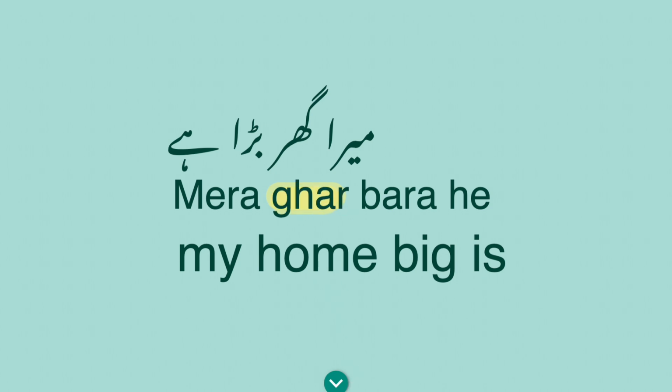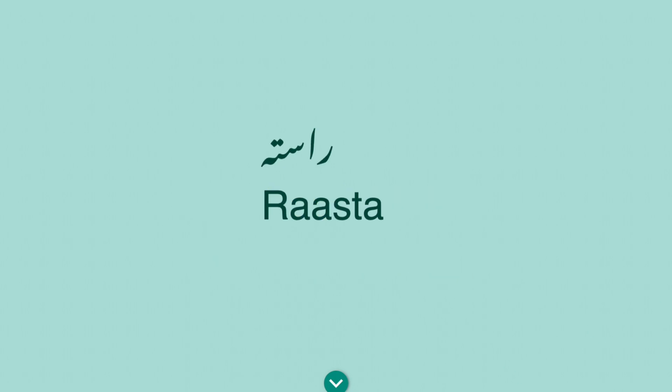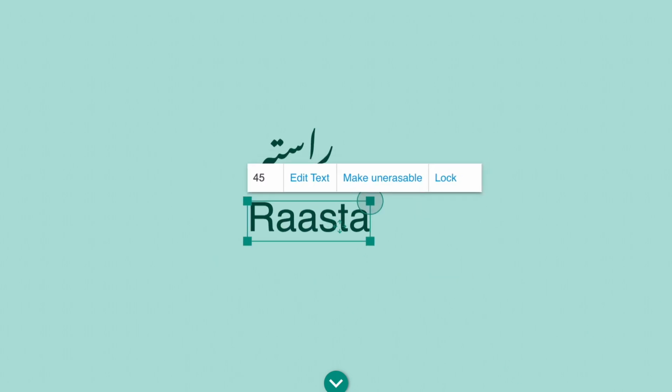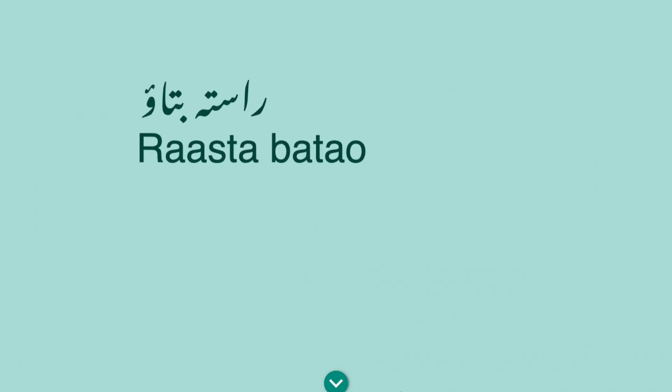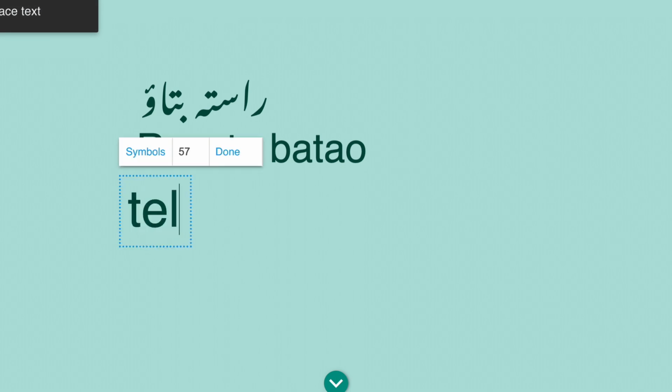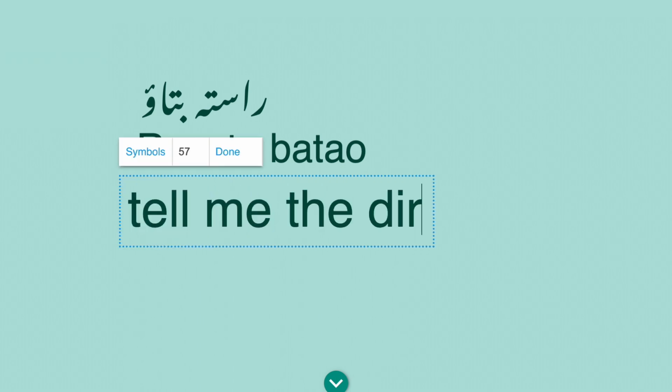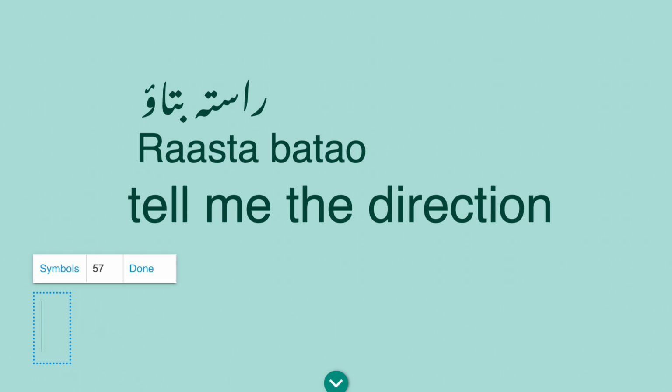The third word is rasta. Rasta is a way, a path and also direction. रास्ता बताओ. Tell me the way. Tell me the direction.